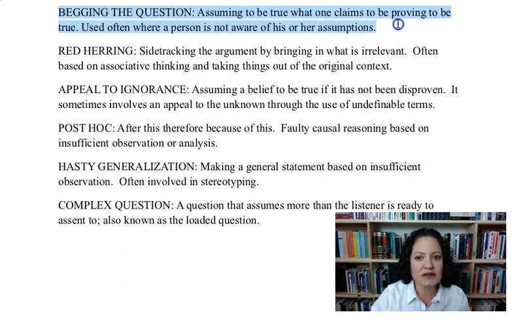Okay, begging the question. This one is maybe a little more difficult to spot out there, but begging the question is assuming to be true what one claims to be proving to be true. And it's used often where a person is not aware of his or her assumptions. So sometimes when we're in an argument, we're trying to prove something, but we don't recognize that we're assuming the very thing we should be proving.